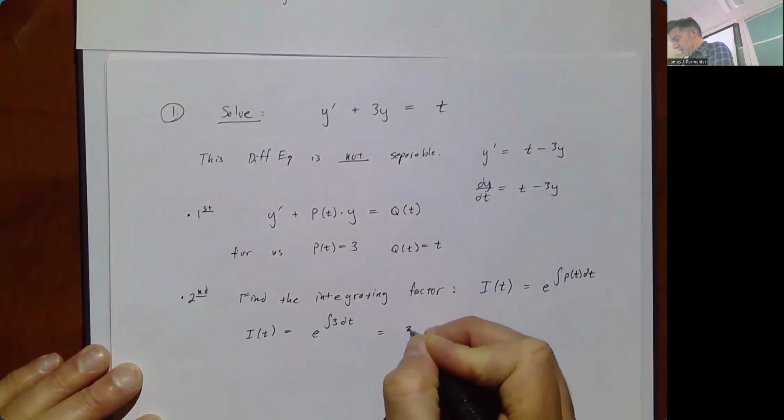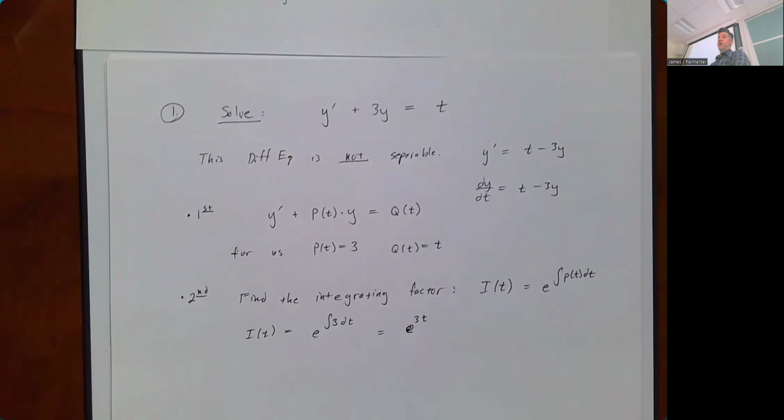So I'm going to get e to the 3t. I'm not worrying or concerning myself with a plus c here. You do not need it. We ignore it completely. So that integral up there, you don't have e to the 3t plus c. You just have e to the 3t.